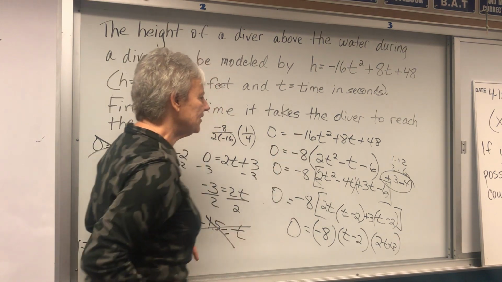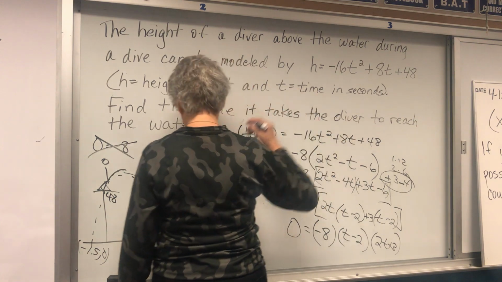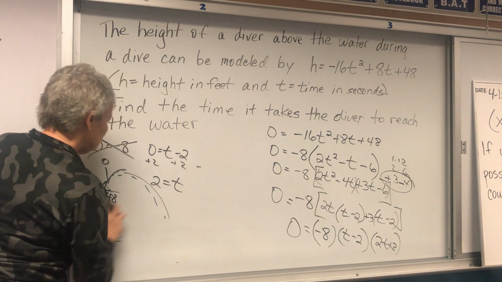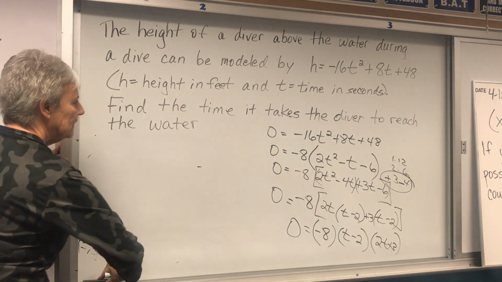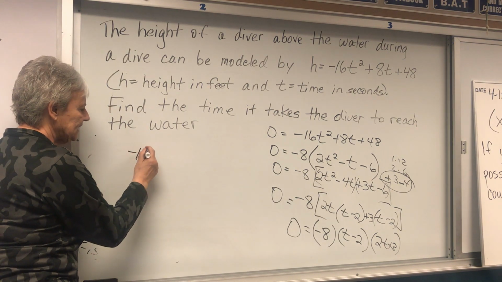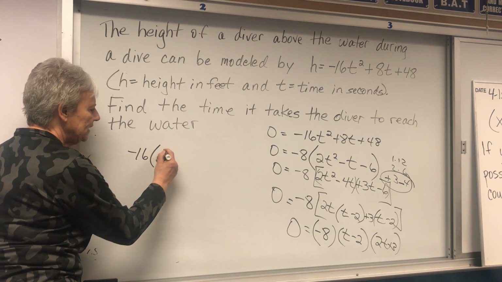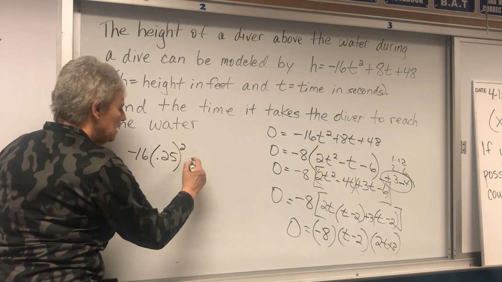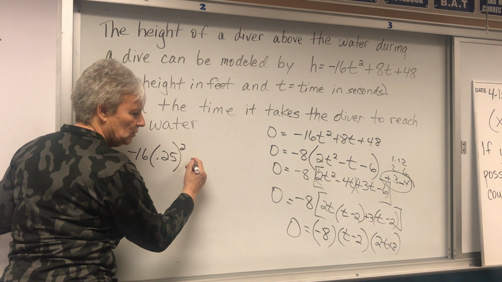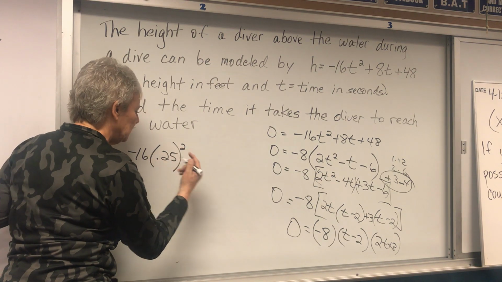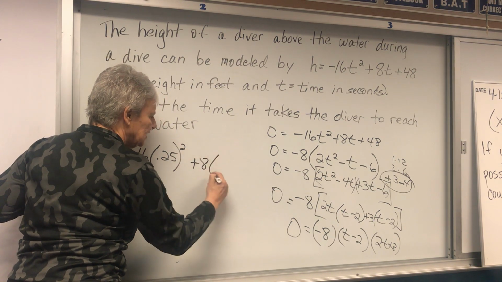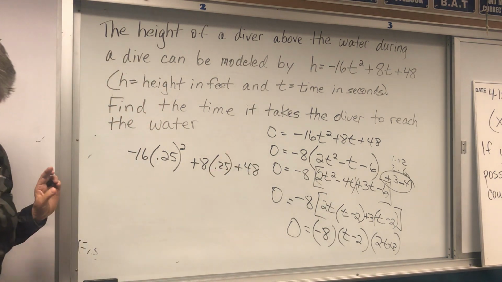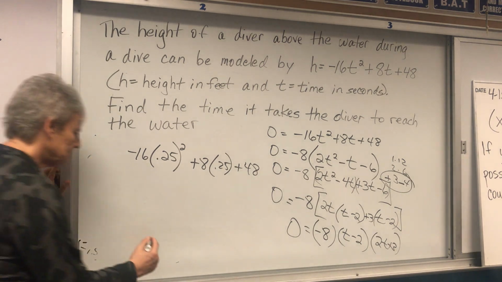Can somebody with a calculator plug in 0.25? So, -16 times 0.25 squared, plus 8 times 0.25, plus 48. What do we get? 49. Yep.